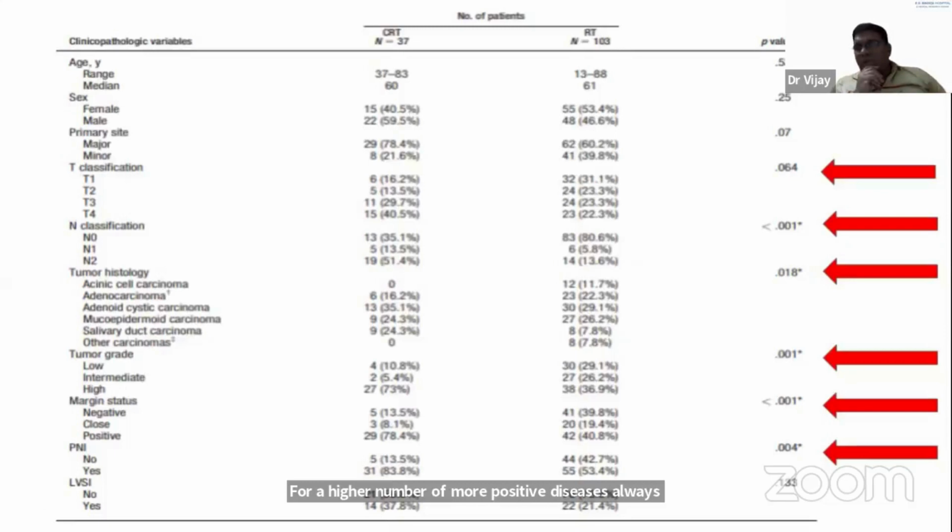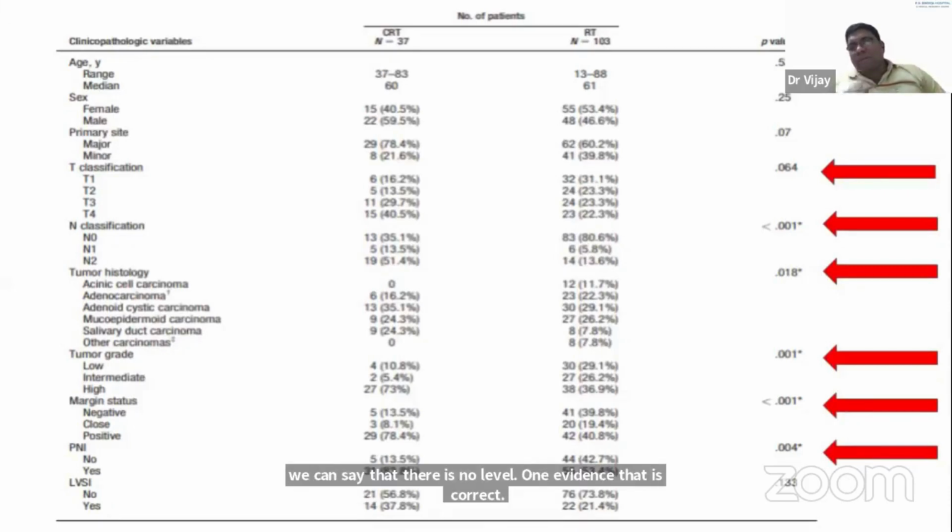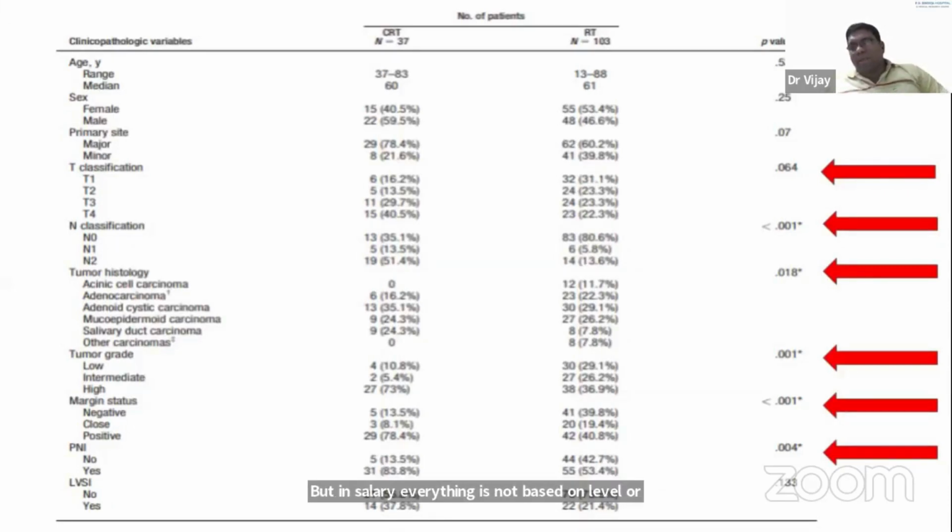So I think at present we can say that there is no level 1 evidence, that is correct, but in salivary everything is not based on level 1 evidence, and I think we need to have a multidisciplinary discussion here. And I would agree with Niranjan, if a patient has margin positivity or a large number of positive lymph nodes, large T4, then if the patient is fit, you should consider at least giving weekly cisplatin. And as pointed out, RTOG 1008 would give the definitive answer, but it has been going on since 2011, if I'm not mistaken. It's already been 12 years and they are not able to recruit these patients.